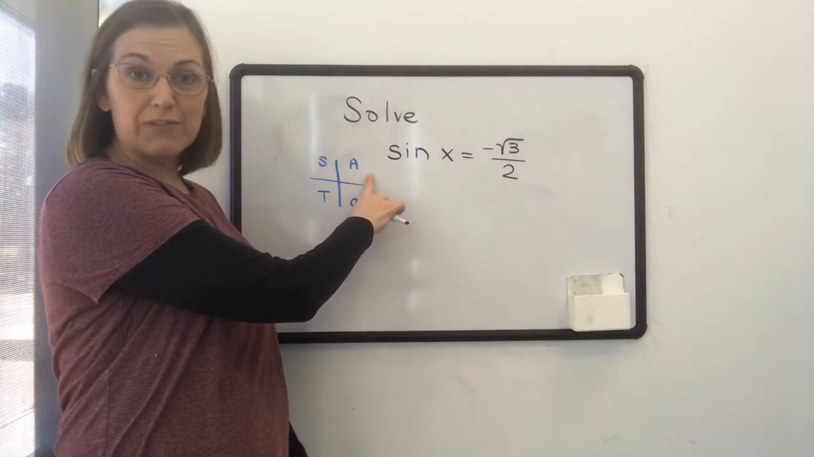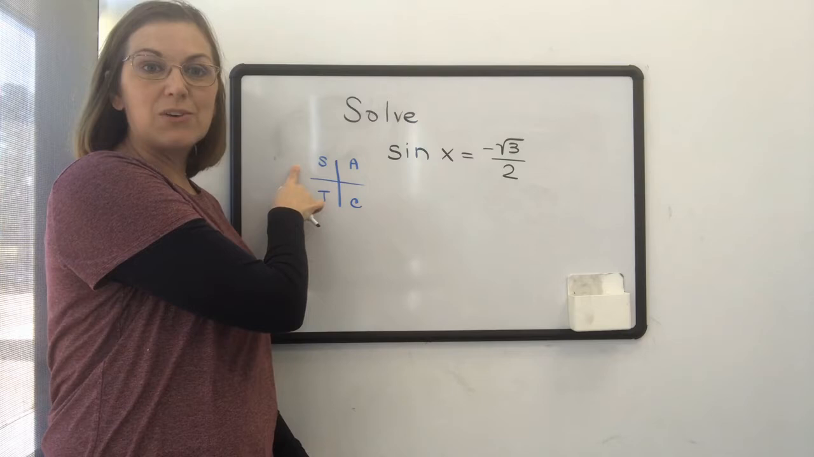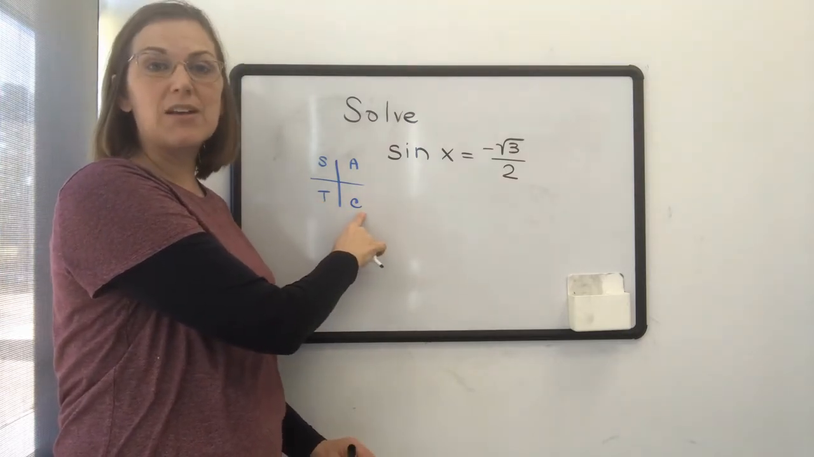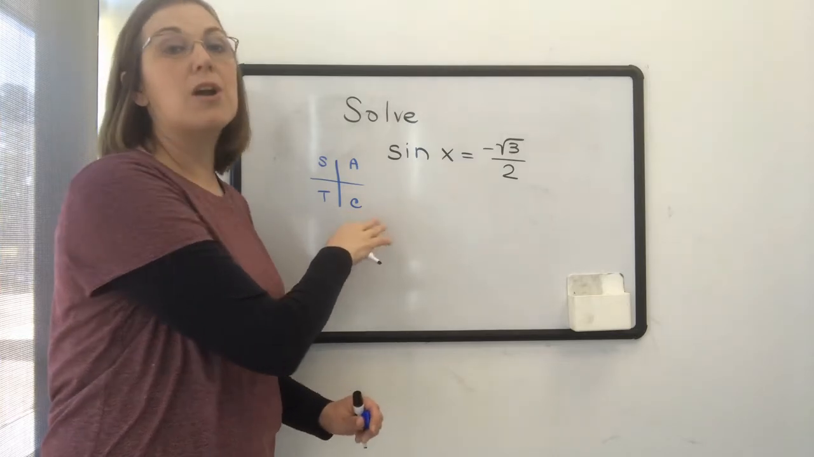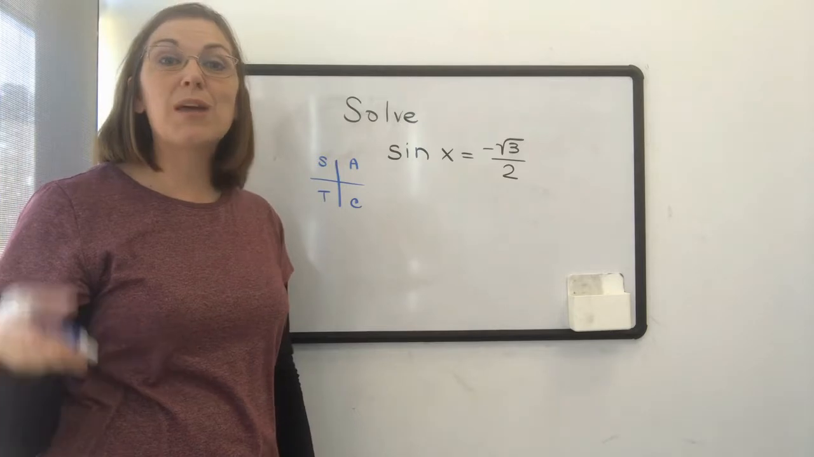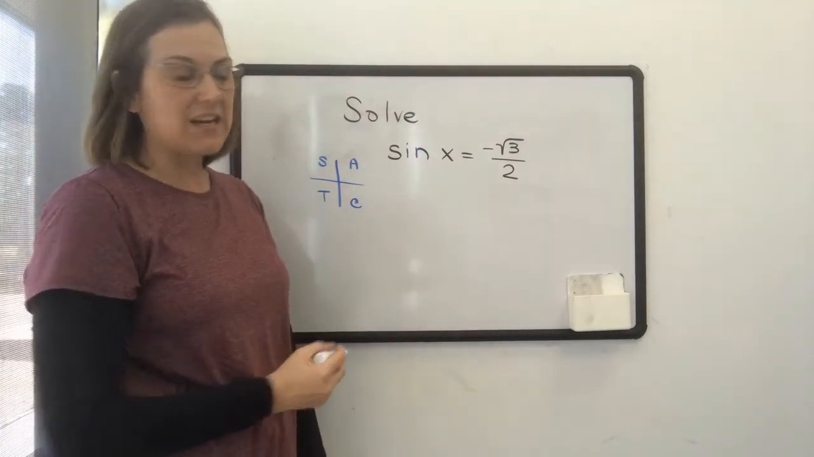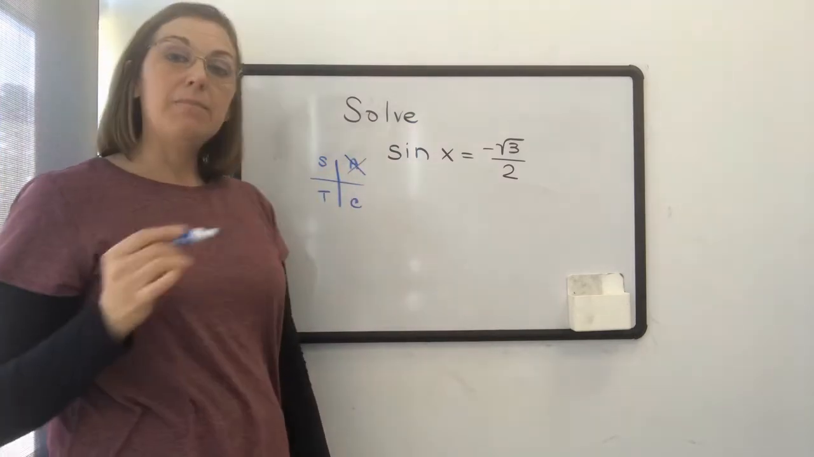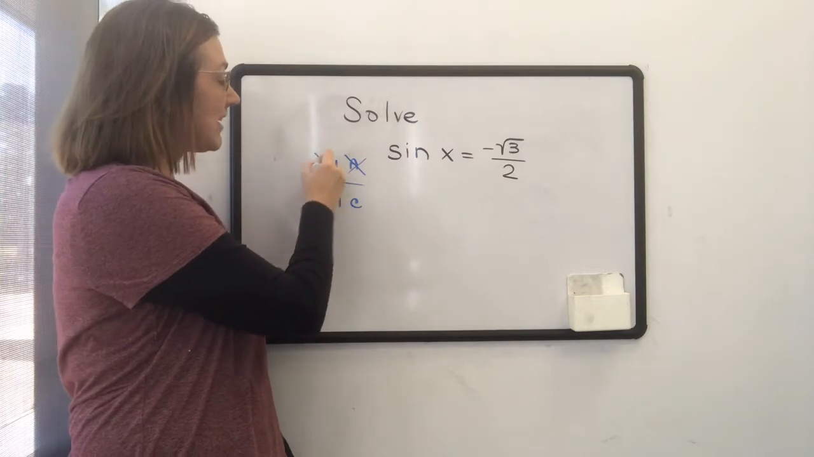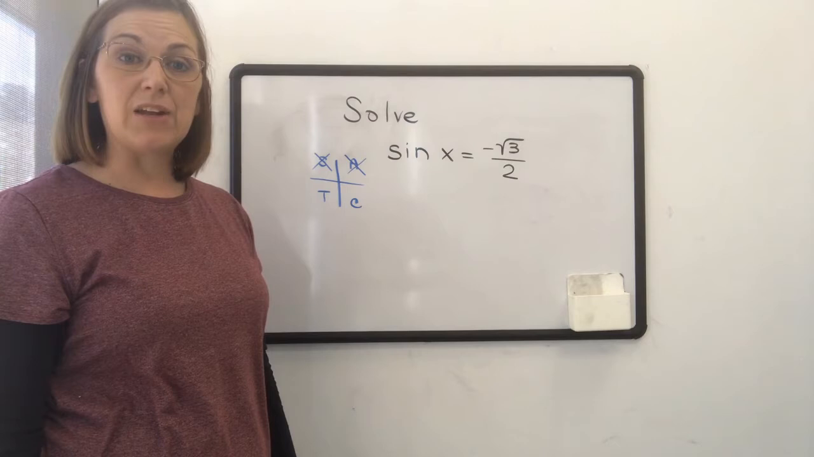To remember that all trig functions are positive in quadrant 1, sine and cosecant are positive in quadrant 2, tangent and cotangent are positive in quadrant 3, and then cosine and secant are positive in quadrant 4. Now, this helps us to remember which trig functions are positive in those quadrants. So that means everything else is negative. Okay, so we're looking for sine to be negative. Well, obviously that's not going to be in 1 because all trig functions are positive in quadrant 1. It's not going to be in 2 because that's where sine is positive. So we know we're working in quadrants 3 and 4.